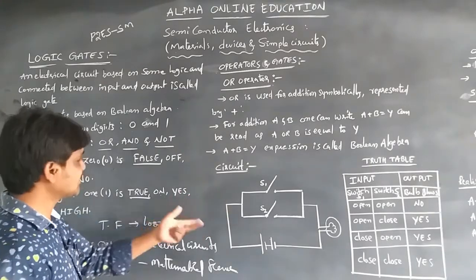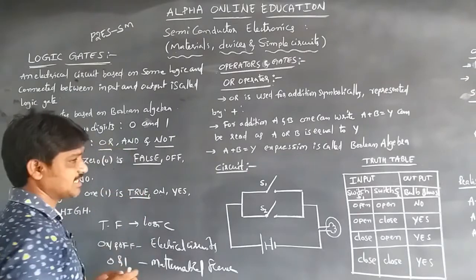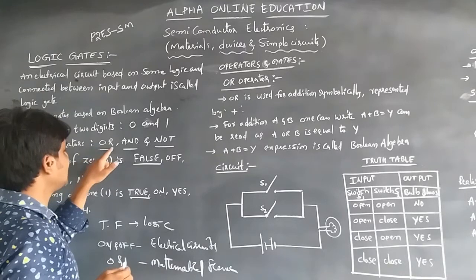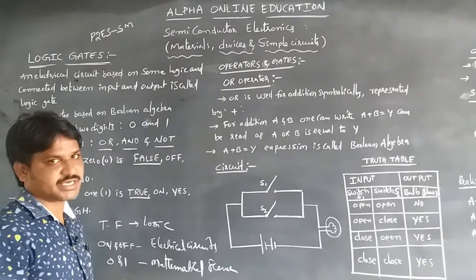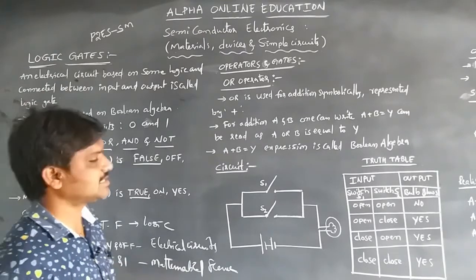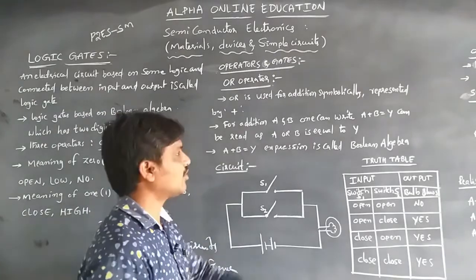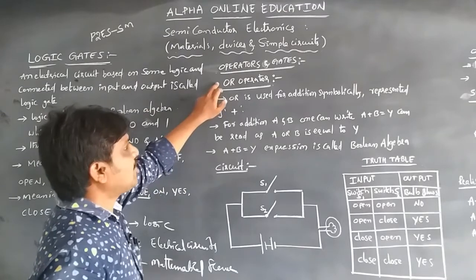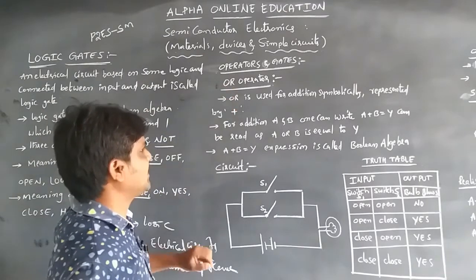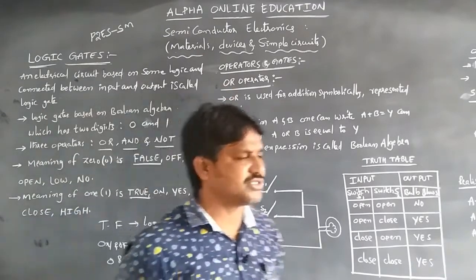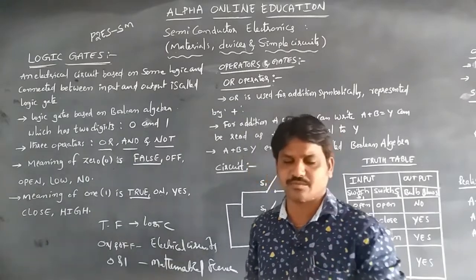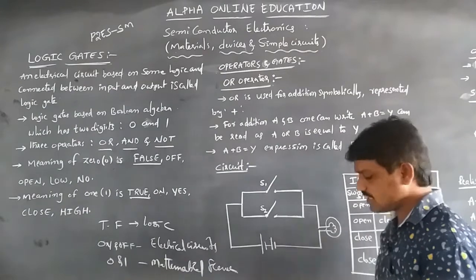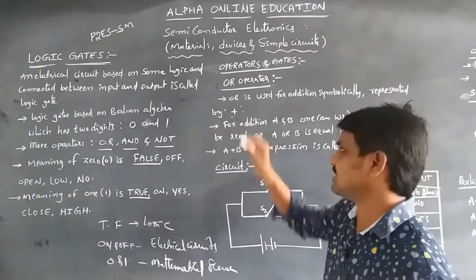We are discussing logic gates. In logic gates, there are three operators. The first operator is OR. Let's see the operators and gates according to Boolean algebra. This is the OR operator. The OR operator is basically used symbolically for addition, and it is represented by the plus sign.